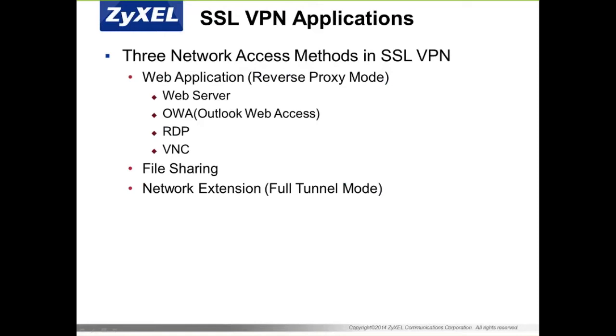The web application reverse proxy method supports the following access types: web server, for web servers hosting standard web pages; OWA, or Outlook Web Access, for Microsoft Outlook servers supporting OWA; RDP, or Windows Remote Desktop Protocol, which allows remote users to access RDP hosts; and VNC, or Virtual Network Computing, another remote access tool. For the latter two, the ZyWALL USG acts as the proxy viewer for the hosts running RDP or VNC. Therefore, no RDP or VNC client installation is necessary for SSL VPN users accessing these hosts.